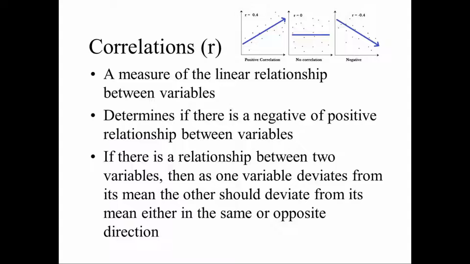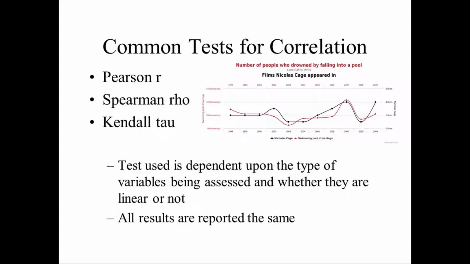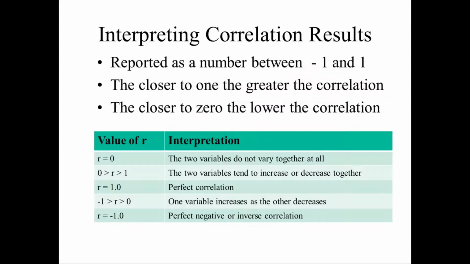And correlations are a measure of the linear relationship between variables to determine if there's a negative or positive relationship. If there's a relationship between 2 variables, then one variable changes as the other varies. This is not often used in QI. There are also common tests for correlation: Pearson R, Spearman Rho, and Kendall Tau. This is presented here if you do need to use a correlation, but as I said, it's not a common statistic used in QI projects.